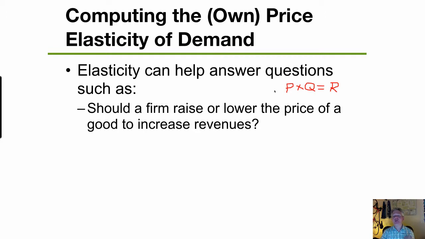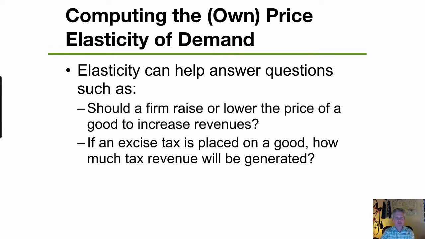So maybe by lowering P, they get a higher Q because that's the law of demand, right? If price falls, quantity demanded increases, it could be the case that they could increase their revenue. And as it turns out, whether or not increasing or decreasing price earns you more money will depend upon the elasticity that's going on. So that's one of the reasons that it's such an important concept, all right?